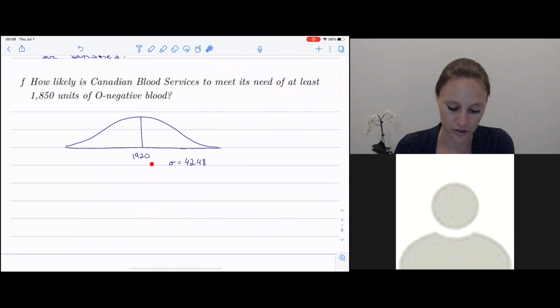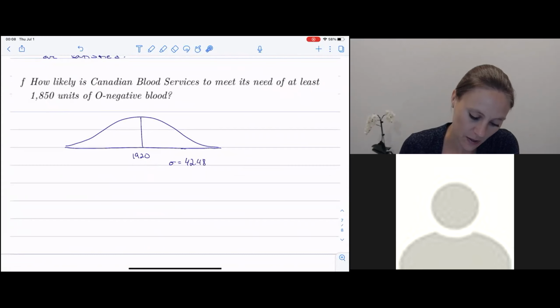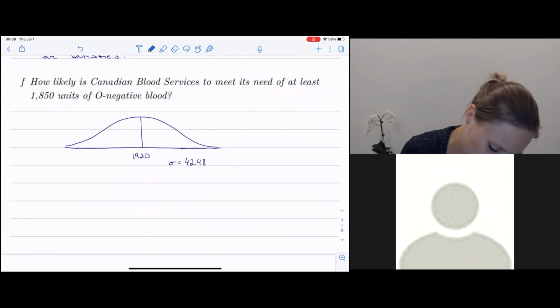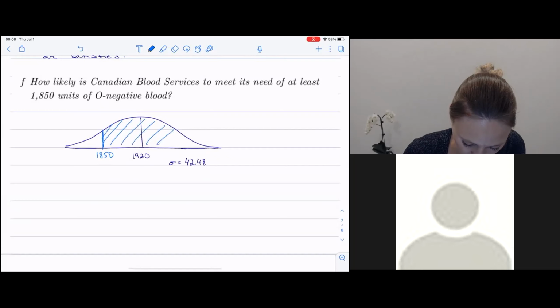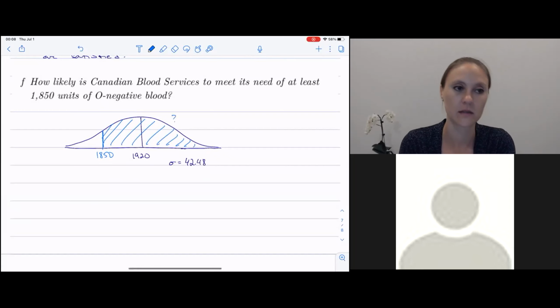So here I'm expecting 1,920 O negative donors, but we want to find the probability of at least, right? So how likely, that's really asking what's the probability, but remember the probability is the area under the curve. So to meet its need of at least 1,850, that's going to map to something like this. And the area that we're interested in is this area, right? Okay. So this is looking a lot like part 1 of chapter 3, right?